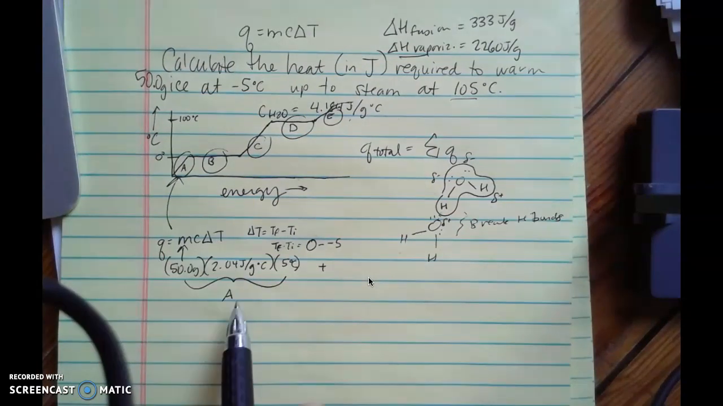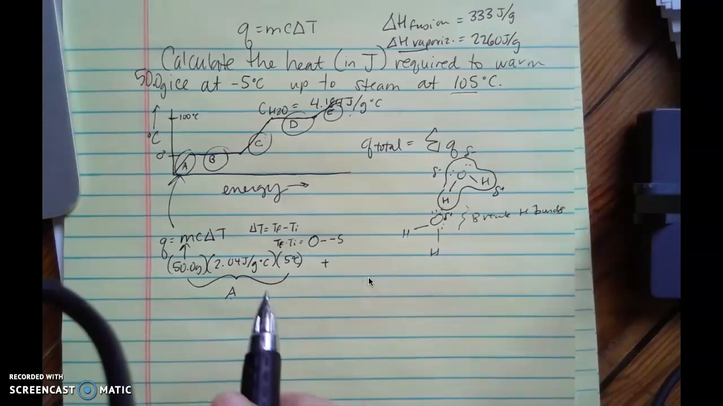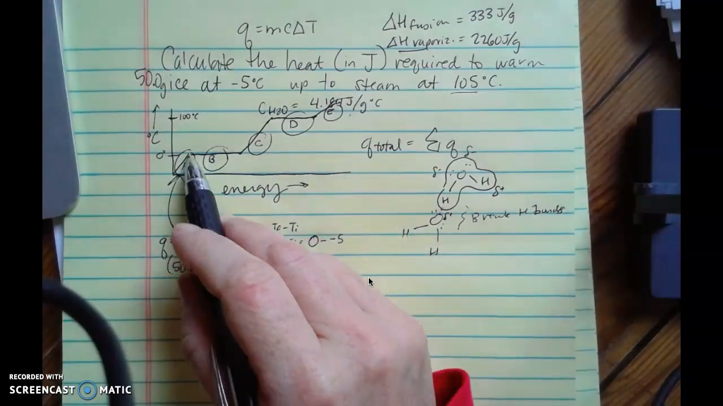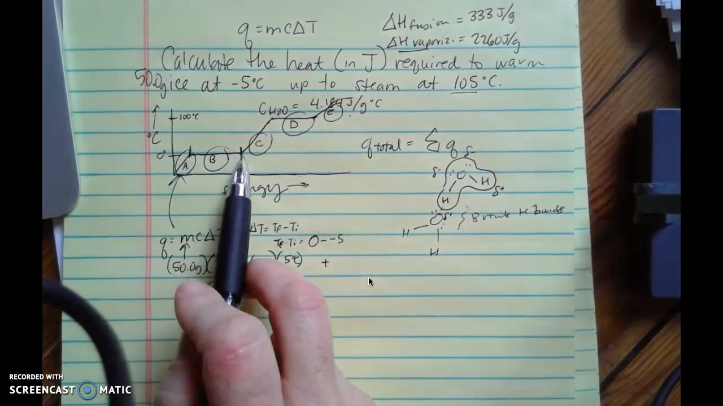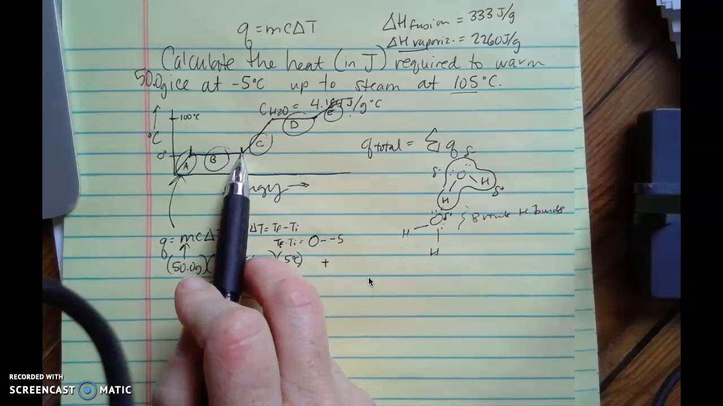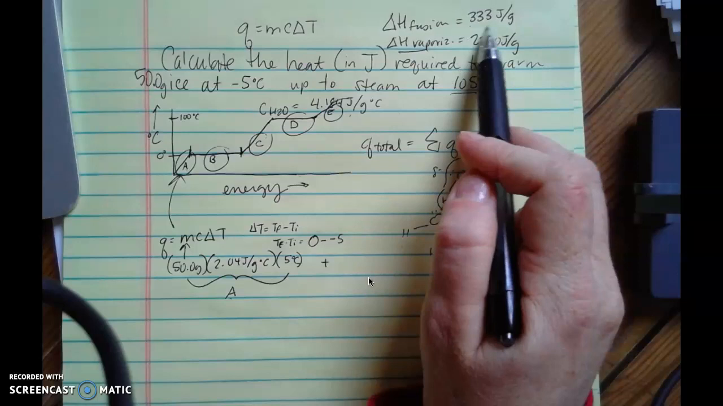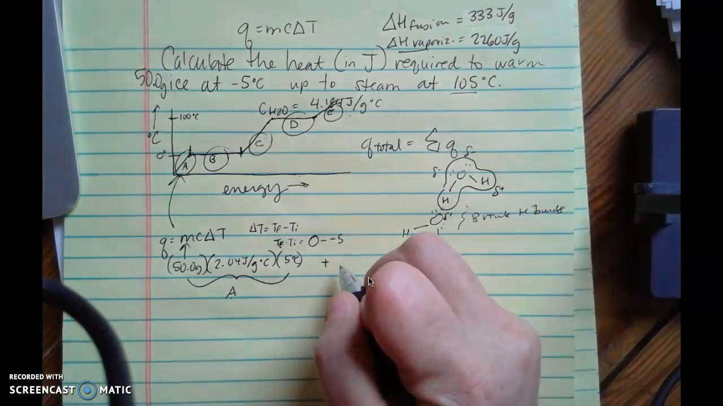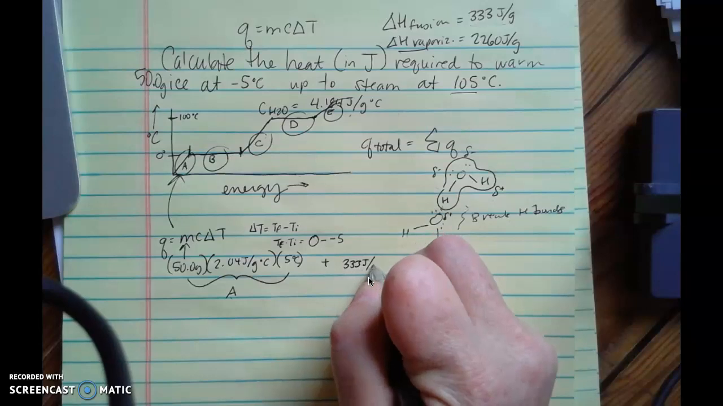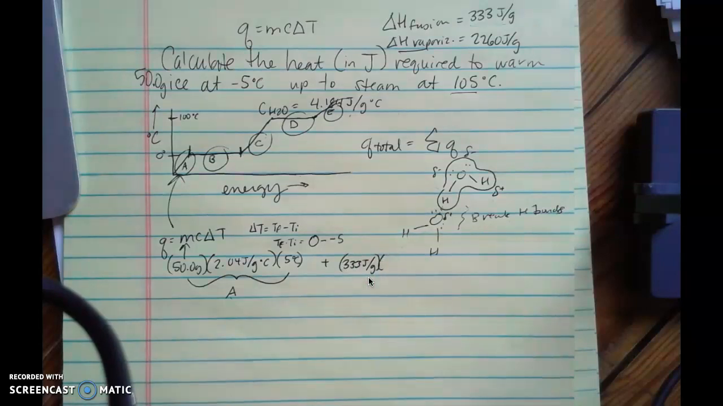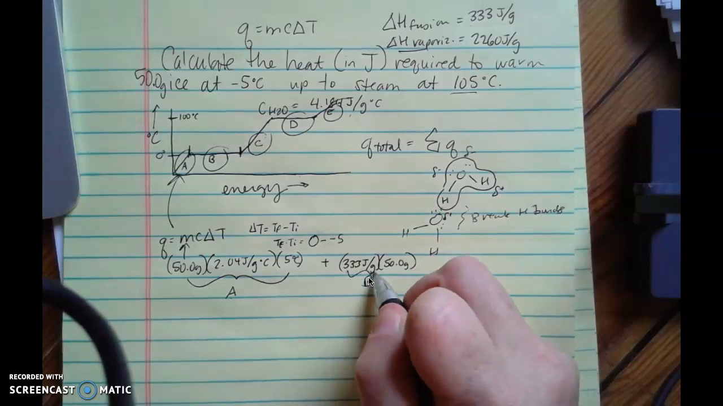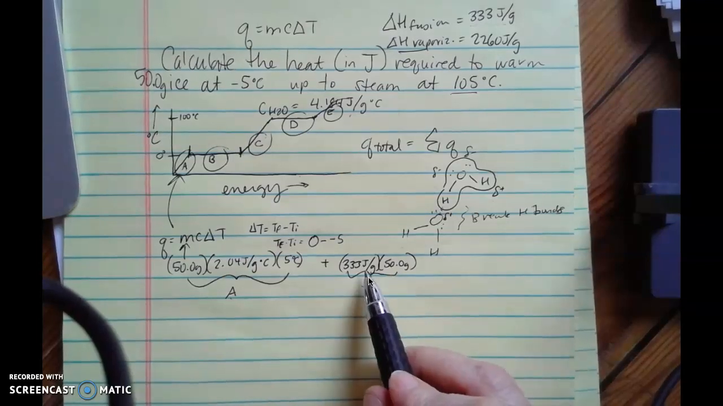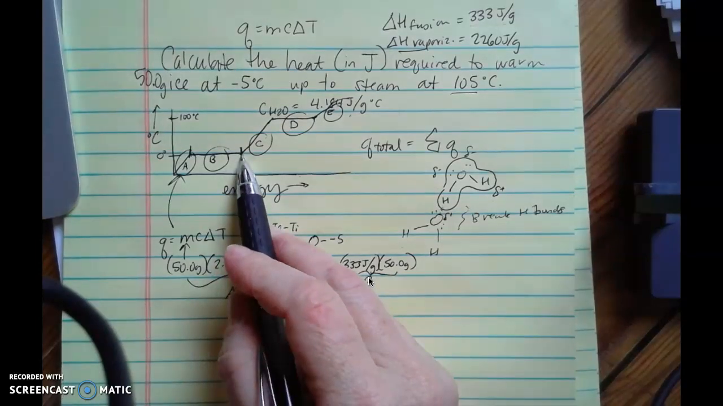All right, so far we've got our energy for segment A. So for segment B, how much energy is it going to take us to take our ice at 0 degrees and, without changing the temperature, convert it all into water at 0 degrees? Well, it's going to take this much energy, 333 joules per gram, multiplied by how many grams of ice we have. And we have 50 grams. And so that's segment B. We add that amount of energy, it'll all be converted to water at 0 degrees.